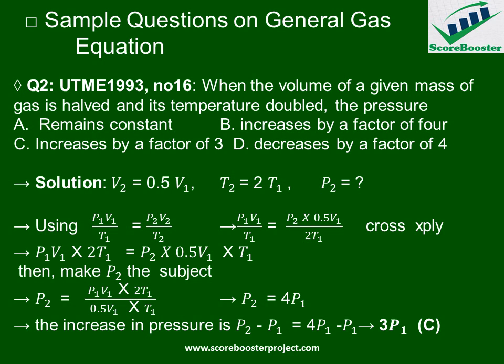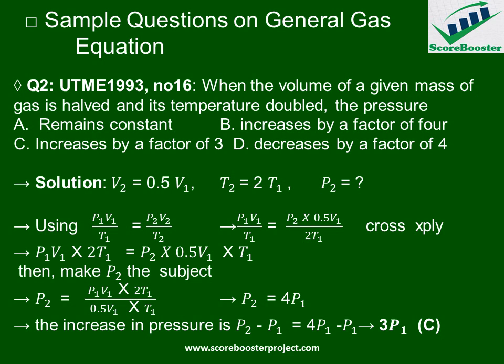So which is 2T1. Then when you cross multiply, it will have P1 V1 times 2T1 will be equal to P2 times 0.5 V1 times T1. Then we'll make P2 the subject by dividing through by 0.5 V1 and T1. Then that will give us P2 equals P1 V1 times 2T1 over 0.5 V1 times T1.